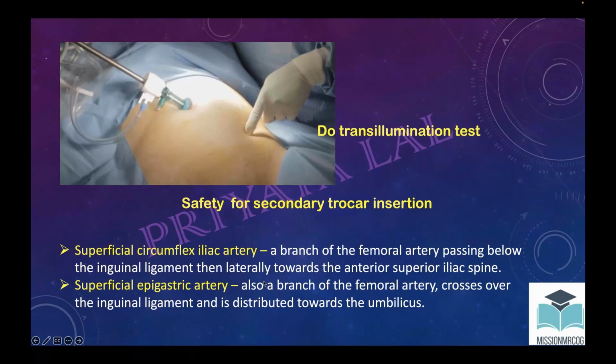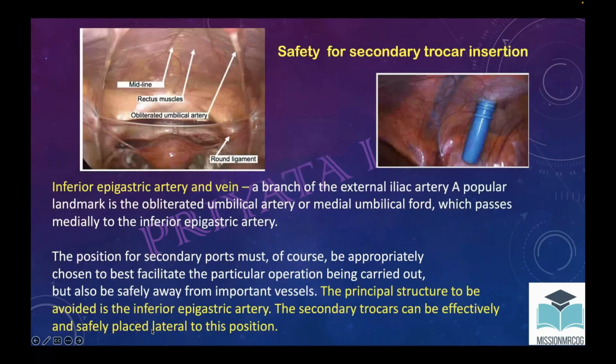Now, another very important part is the deep vessel that can be injured. This is the inferior epigastric artery and vein. Now, this can be avoided from the anatomical landmark. So what is the anatomical landmark? When you go inside, you have to look at this. So this is the median umbilical fold, and these are the medial umbilical folds. The inferior epigastric artery lies lateral to the medial umbilical fold.